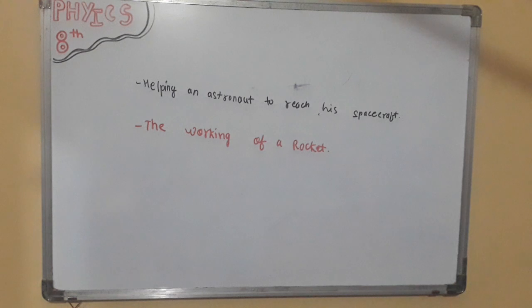The direction of the momentum of the gases coming out of the rocket is in the downward direction. Thus, to conserve the momentum of the system, that is rocket plus gases, the rocket moves upward with a momentum equal to the momentum of the gases. So the rocket continues to move upward as long as the gases are ejected out of the rocket. Thus, a rocket works on the basis of the law of conservation of momentum.